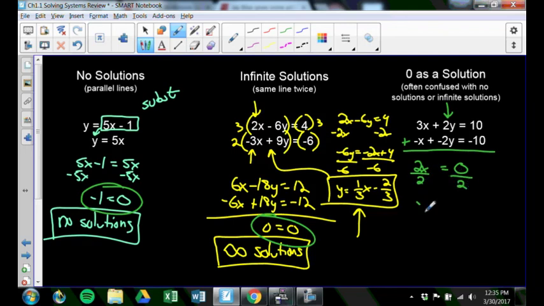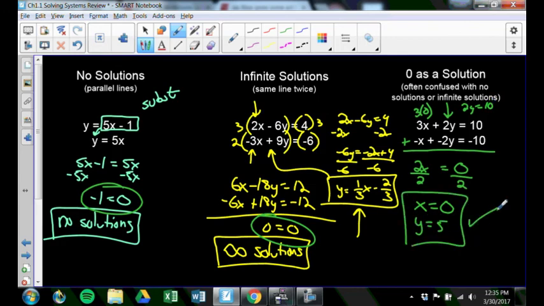Divide both sides by 2. 0 divided by 2 is 0. X equals 0 is part of the solution. X equals 0, so I plug that back in here. If x equals 0, then I know that 2y must equal 10, so y equals 5. The solution is the point 0, 5. If you check it in both equations, it works. So x equals 0 is not the same as no solutions, it just means 0 is part of the solution. Please don't get confused by those.